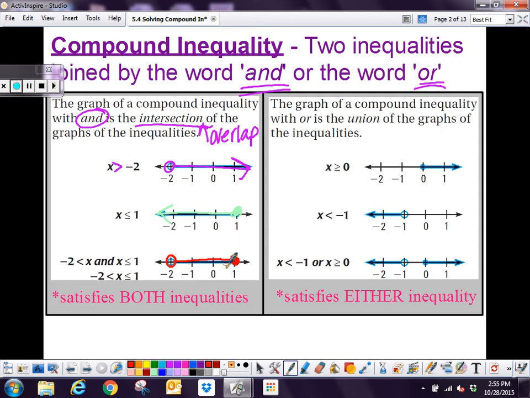If you think about or, the word or means it could be one or the other, which means it could be either. So if we look at x is greater than or equal to 0, then we look at x is less than 1, it could be one or it could be the other. So we're going to have both on the number line.